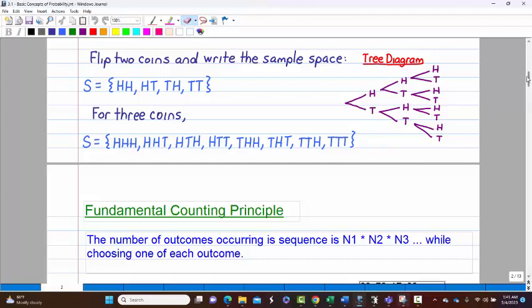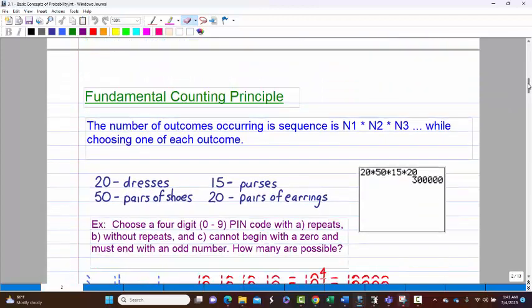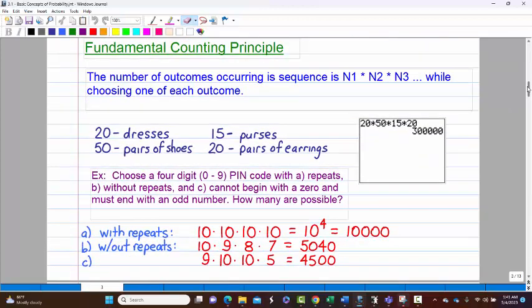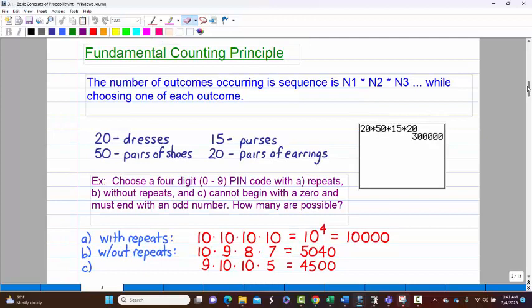So let's talk about something called the fundamental counting principle, and then we'll see what that's all about. Now, the number of outcomes occurring in sequence, while you're choosing one of each, is calculated by just multiplying the number of outcomes times each other. Now, it says N1, N2, N3, and so forth and so on.